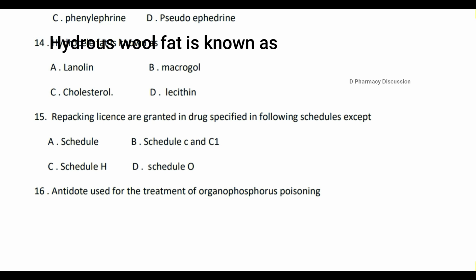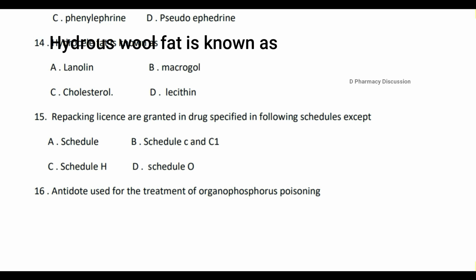Next question, question number 14. Hydrous wool fat is known as. Option A. Lanolin, B. Macrogol, C. Cholesterol and option D. Lecithin. Correct answer is option A. Lanolin.